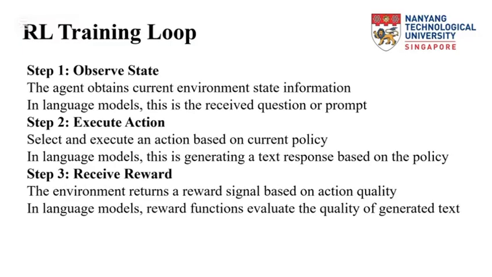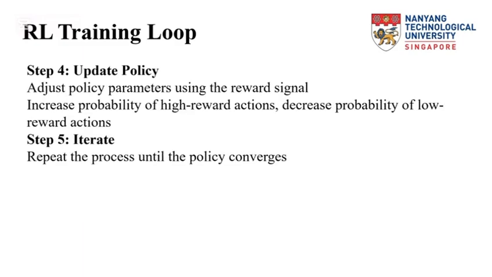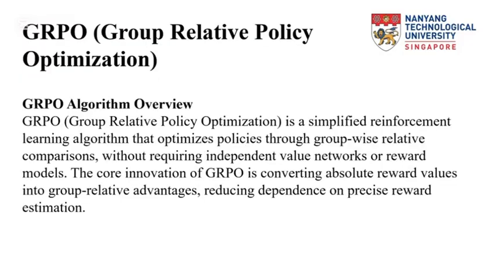And then there is the training loop of RL. The first step is to observe the state. The second step, execute action. The third step, receive reward. And the fourth step, update the policy. And the fifth step is iterate. It means repeat the process until the policy converges.